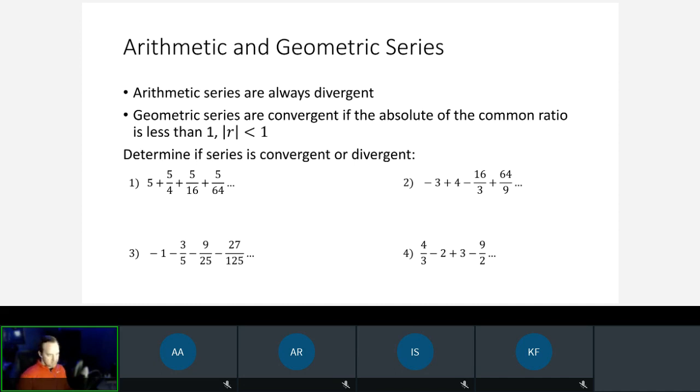Okay, some basic ones. So arithmetic series are always divergent. So that's nice to know. This is kind of important, this bullet point. Arithmetic series are always divergent. Can someone on mic tell me, try to explain why that is? Why is that true? Why does that make sense?